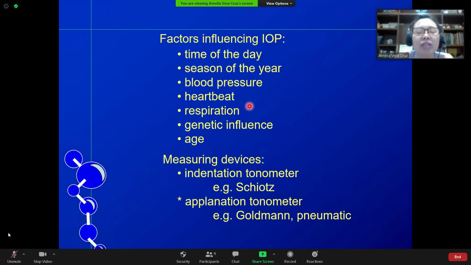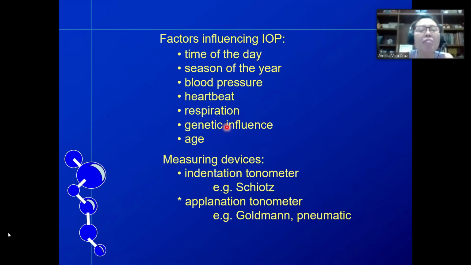Then of course, genetic influences. May mga tao actually, na sa family nila, ang pressure nila is 25 millimeters mercury pero normal pa rin sila. Mga iba-iba kasi ang tao. But only certain people has that normal pressure, ganyang kataas, without damage to the optic nerve.